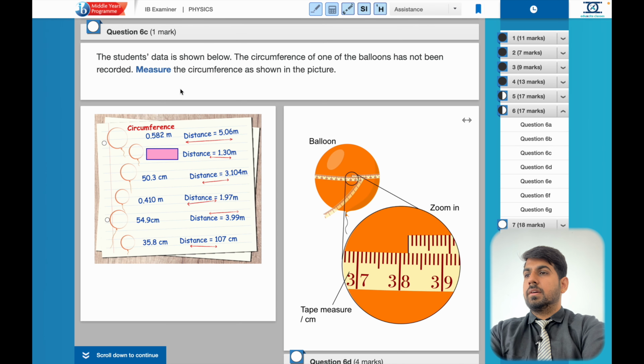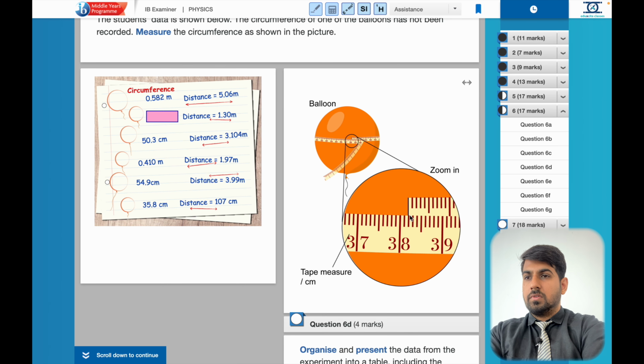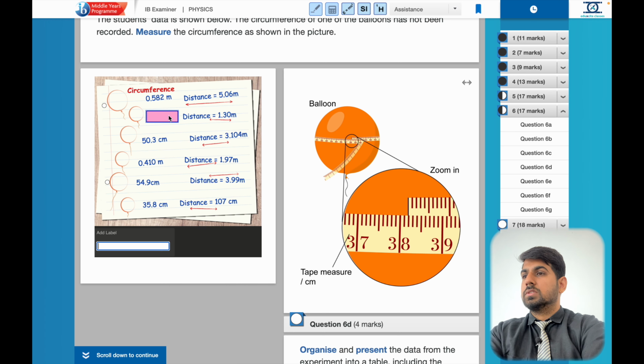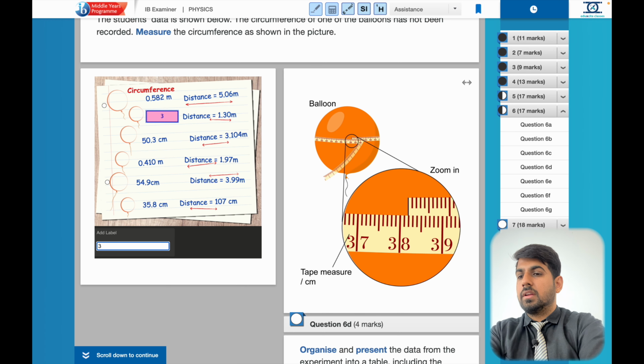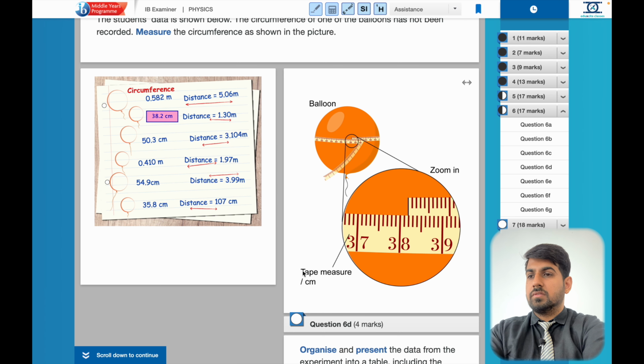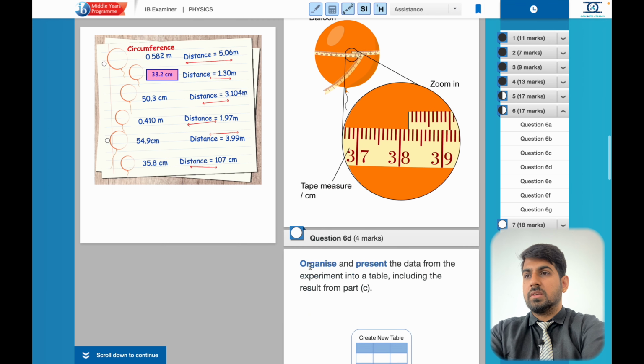Now you can see here, the student took the data and one of the balloons has not been recorded. So according to the given picture, this is the 0th mark, this will be the first, so this is 38, and you can see these are in centimeters. So I can say this is 38, 38.1 and 38.2. So I can write here 38.2, and that too in centimeters. Okay, so this is the reading, which is the tape measure given in centimeters.